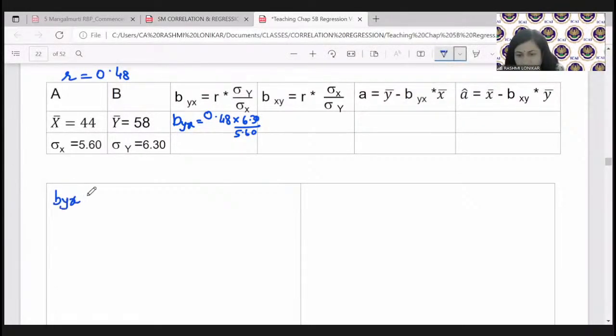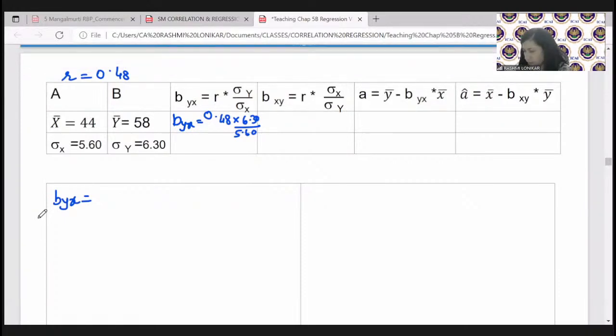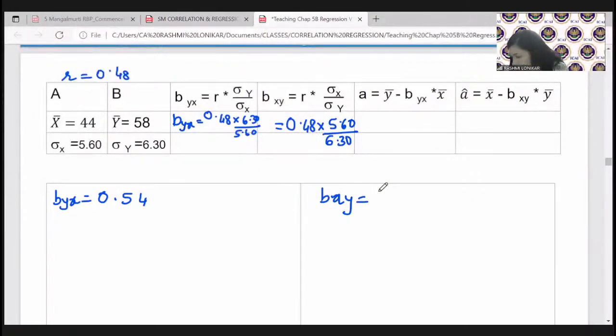byx is how much? When I solve this, how much will I get? This comes to 0.54. Similarly, if I want to find bxy, how much is it? 0.48 into sigma x. Sigma x is 5.60 upon 6.30. Okay, this is bxy. So bxy is equal to how much? How much is this coming to? 0.427.